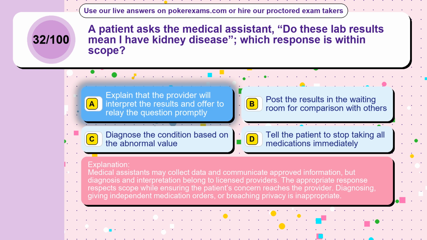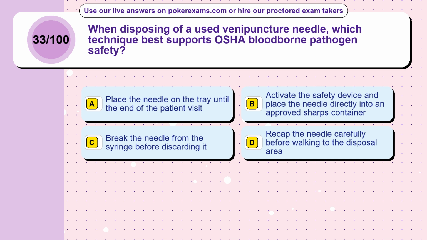Medical assistants may collect data and communicate approved information, but diagnosis and interpretation belong to licensed providers. The appropriate response respects scope while ensuring the patient's concern reaches the provider. Diagnosing, giving independent medication orders, or breaching privacy is inappropriate. Question 33. When disposing of a used venipuncture needle, which technique best supports OSHA bloodborne pathogen safety?